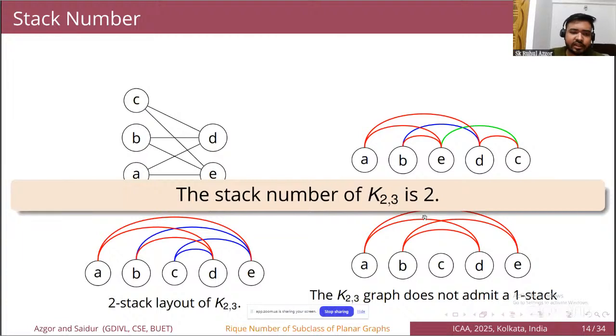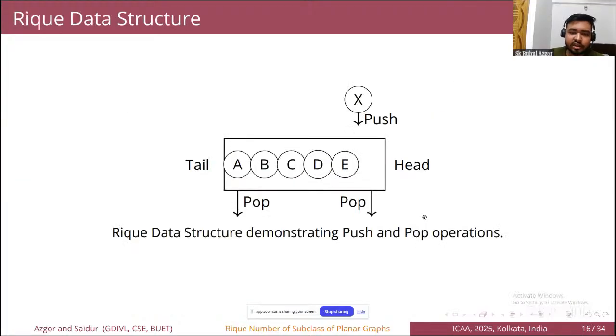From the stack number, if we consider RIQ, restricted input queue, instead of a stack, we find the RIQ number. In a restricted input data structure, we can push only at the head of the data structure, and we can pop from both the head and the tail of the data structure. It is a kind of a deque with some restriction applied.